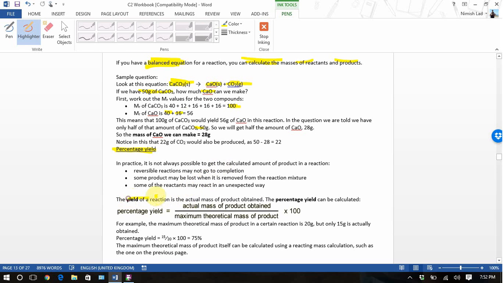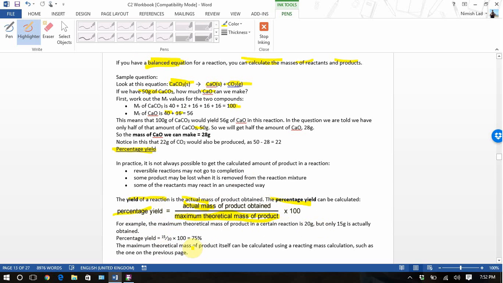So the yield of reaction is the actual mass being obtained. The percentage yield can be calculated from the actual mass of the product divided by the maximum theoretical yield of the product. That's what you think you're actually going to get, say, from using the equations above. So say, we think we're going to get 28 grams of calcium oxide, but you only end up with 24. So that's 24 is the actual mass, 28 was the theoretical, and then you times that by 100. So here's another example. The maximum theoretical mass for a product for a certain reaction is 20 grams, but only 15 grams is obtained. So the 15 divided by 20 times by 100 is 75%.